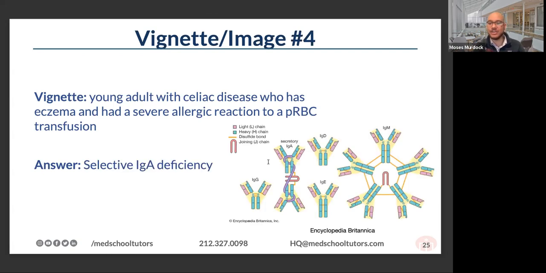This is selective IgA deficiency. So key to remember the association with celiacs and the allergic reactions to packed red cells. And on the slide there, you just see the different configurations of the immunoglobulins in the different classes.